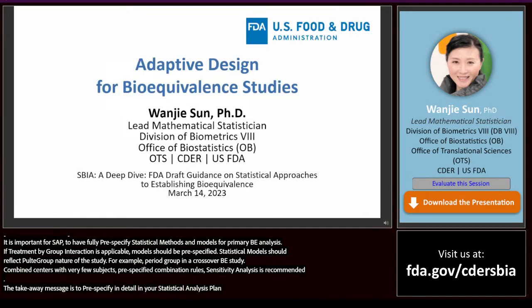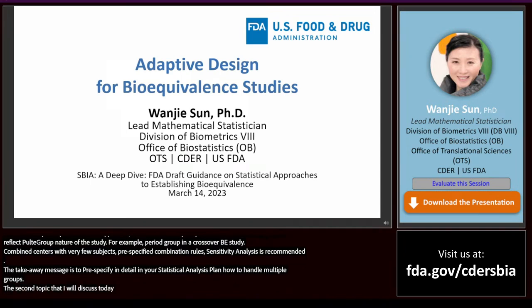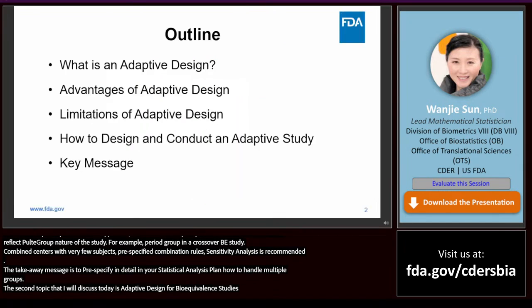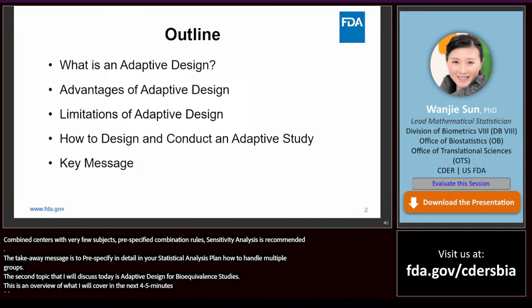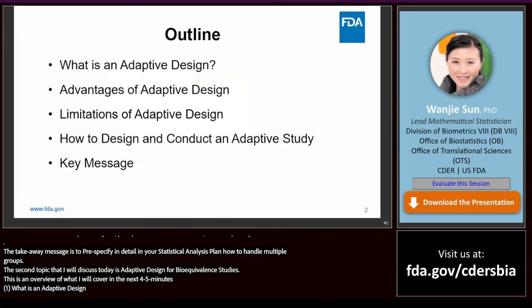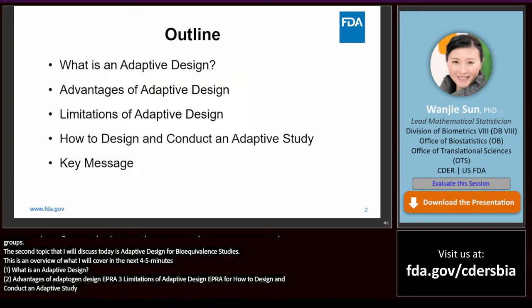The second topic I'll be discussing today is adaptive design for bioequivalence studies. This is new to the 2022 guidance. This is an overview of what I will cover in the next 4 or 5 minutes. First, I will introduce what is an adaptive design. Then, I will discuss the advantages as well as the limitations of an adaptive design. Next, I will discuss how to design and conduct an adaptive study. Lastly, I will give a key message.